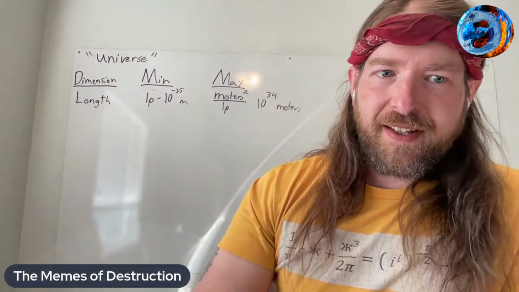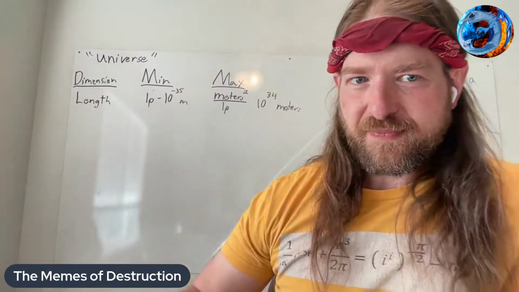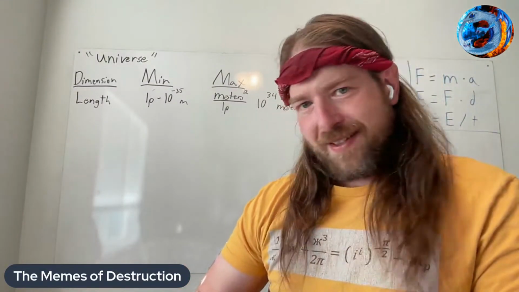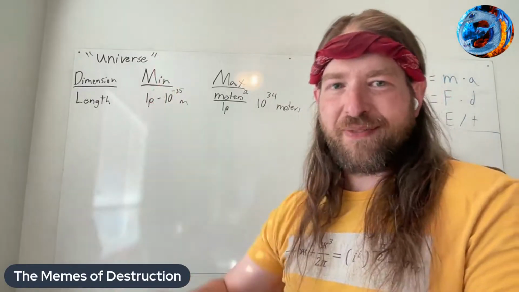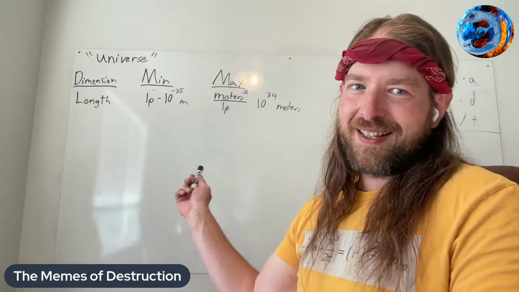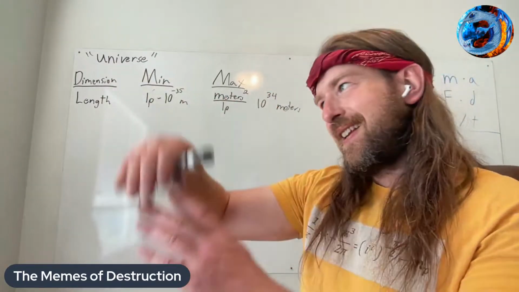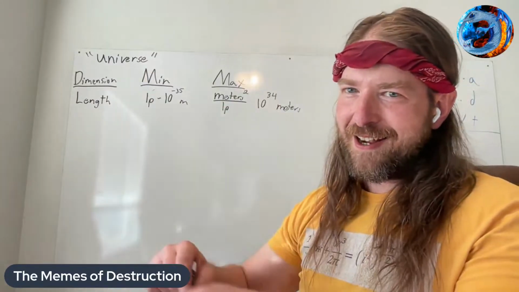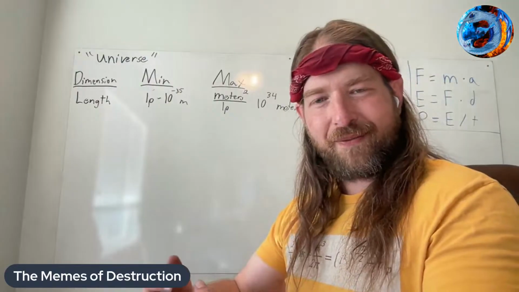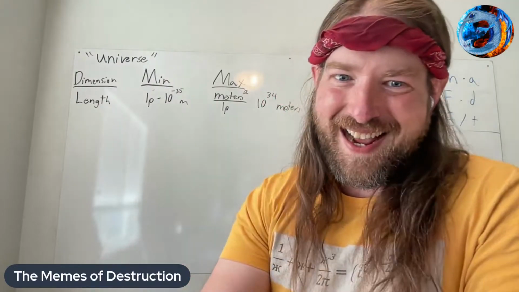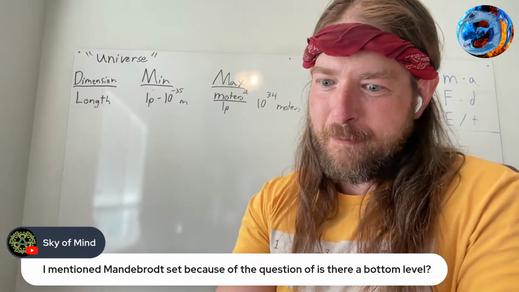So let's continue here. We've got a dimension of length. Well, what can we do with that? You can start to do the different derivatives and stuff like that. When I say derivative, I just mean square that thing, so you get an area, and you get a volume, and so on. And if you want to model it after a hypersphere, you just put a 2 pi squared or something in front of it. Again, don't quote me on that. But the question is, is there a bottom level?